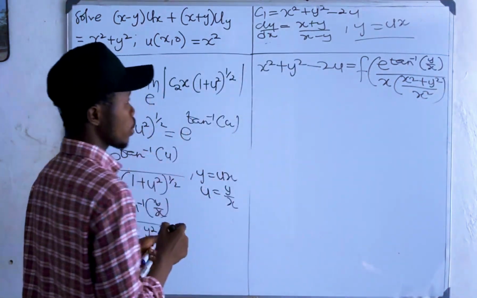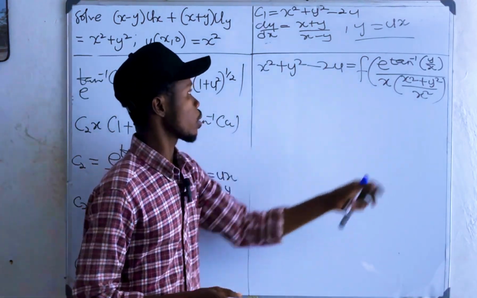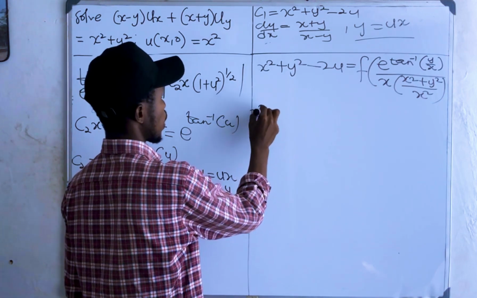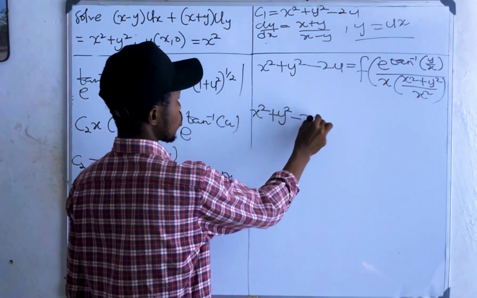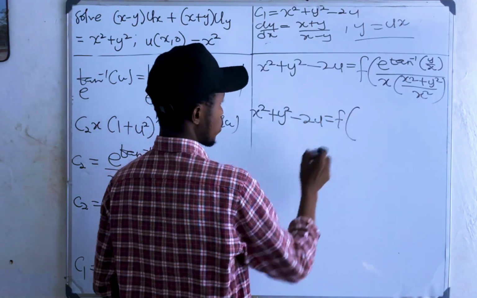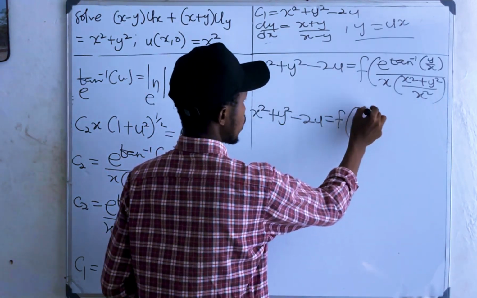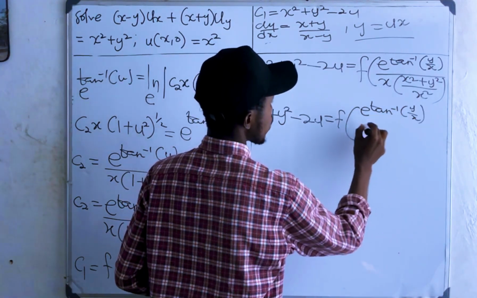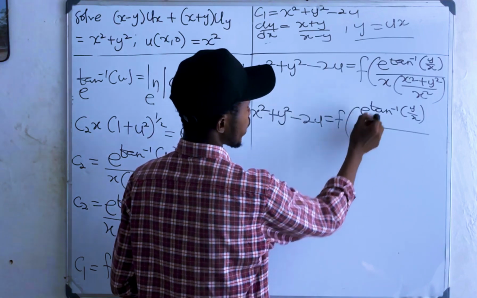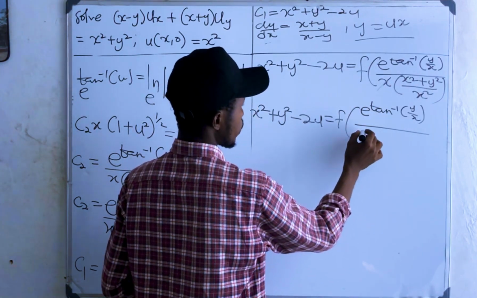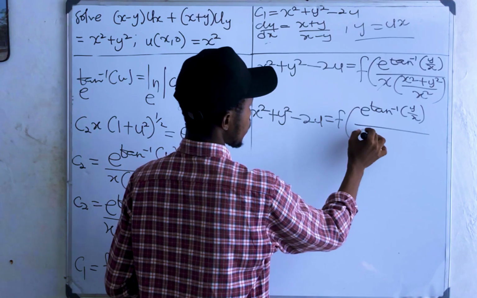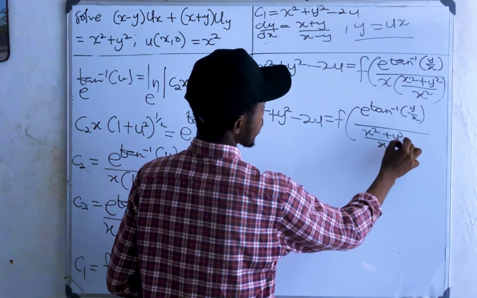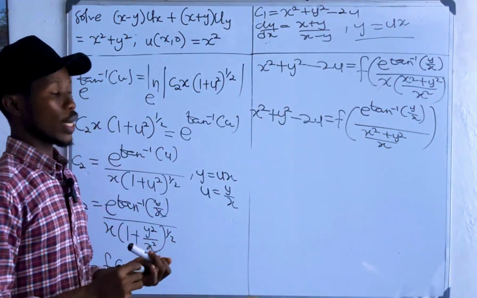Okay, good. And you know that this x will cancel one of these. So now let me conclude: x squared plus y squared minus 2u should be f of e to the power tan inverse of y over x, over this x, which will cancel one of these, leaving x squared plus y squared over x. So this becomes our general solution.